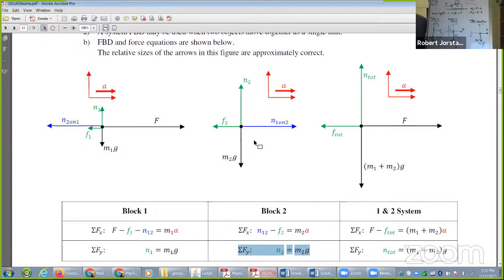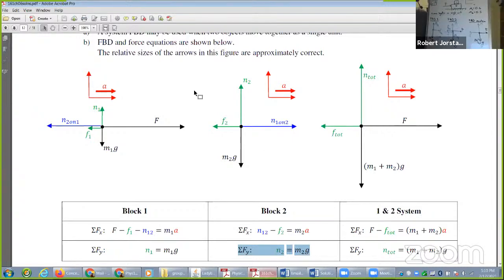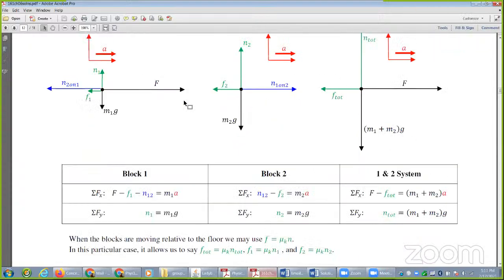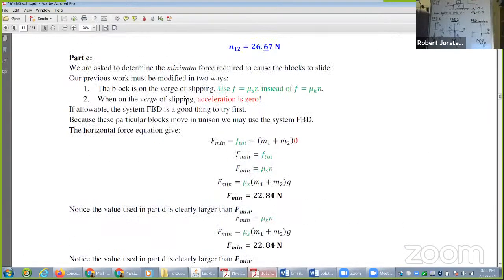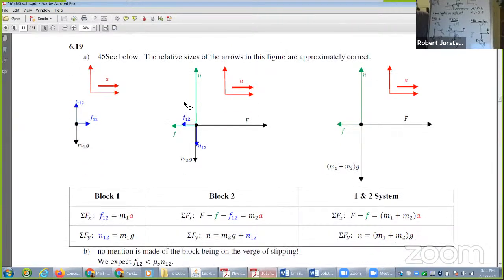Why are the normal forces going out to the left and right? Did I pick the wrong problem? Oh, that's 18 and a half. Whew. Oof. There we go. That looks better. Sorry, I guess it helps to get the right problem, right?